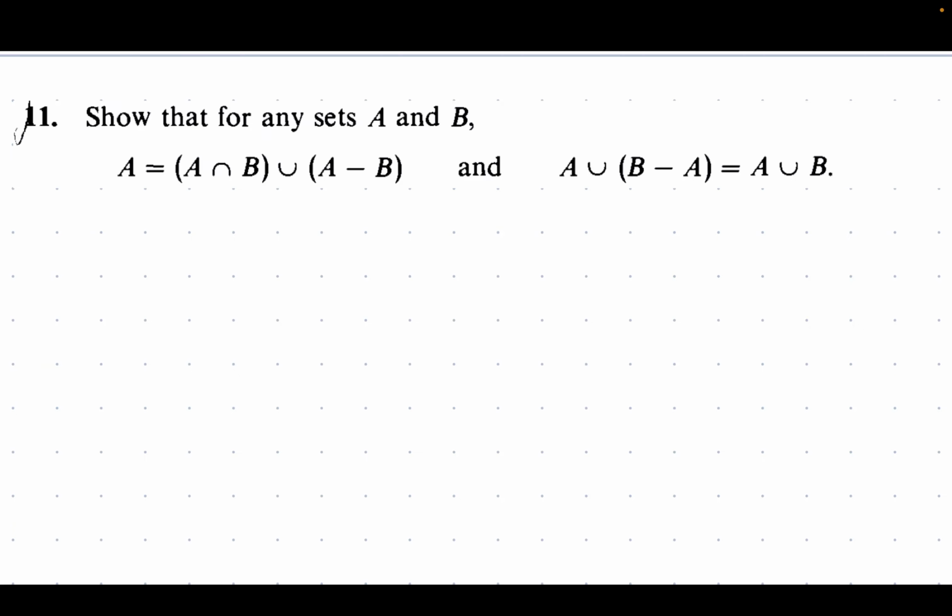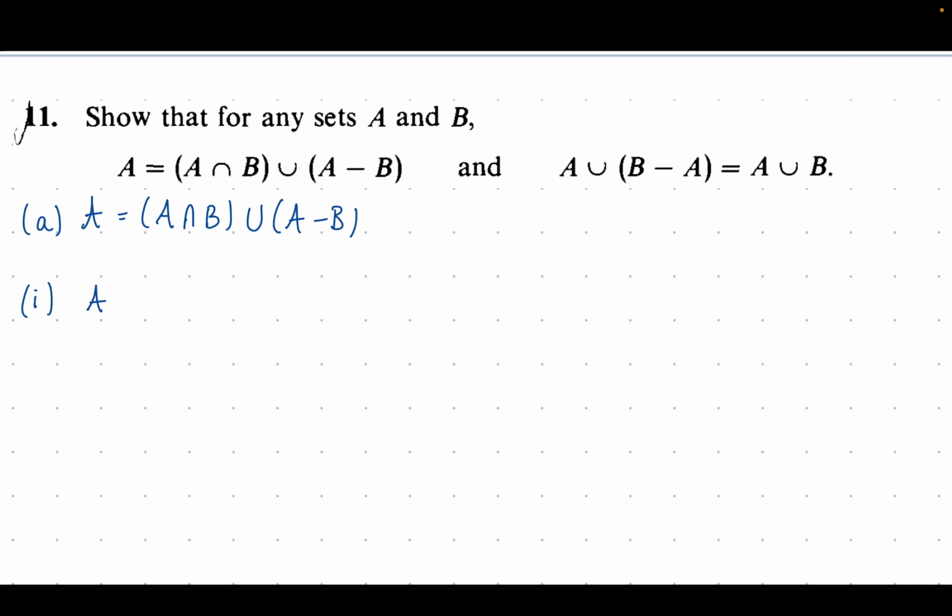Chapter 2, Exercise 11. Show that for any sets A and B, A is equal to the union of A intersect B and A minus B, and that A union the set B minus A is equal to A union B. Okay, let's do these one by one. I'm going to use the same approach I've been using this whole time, just show that they're subsets of each other. So, A equal to A intersect B union A minus B.